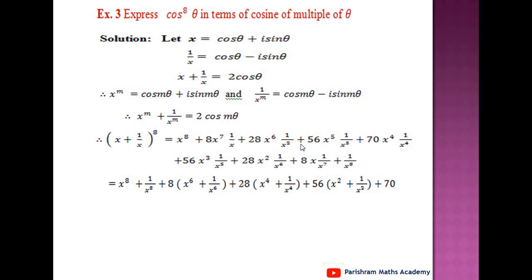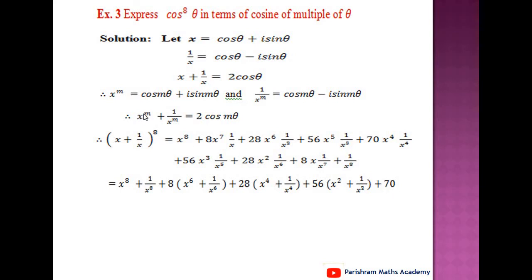Now here 28, x raised to 6 into 1 upon x square means x raised to 4. And here x square into 1 upon x raised to 6 is 1 upon x raised to 4. From these two terms, we can take 28 as common, in bracket x raised to 4 plus 1 upon x raised to 4. Now from these two terms, we can take 56 as common. In bracket remains x square plus 1 upon x square. And in the middle term, x raised to 4 cancels, remains only 70.